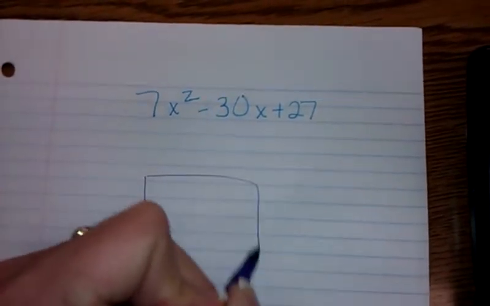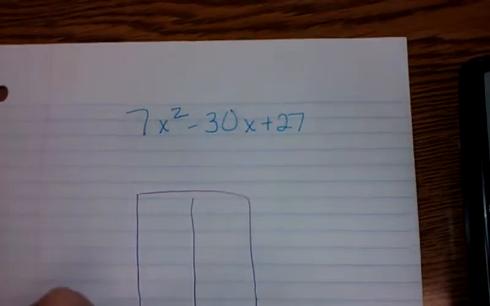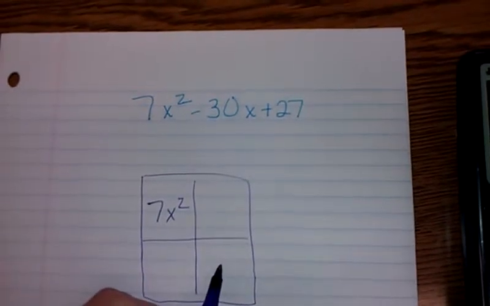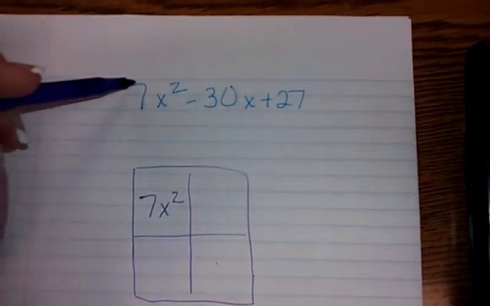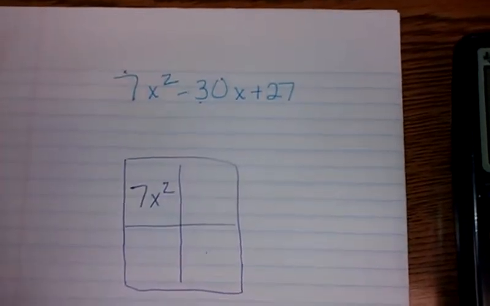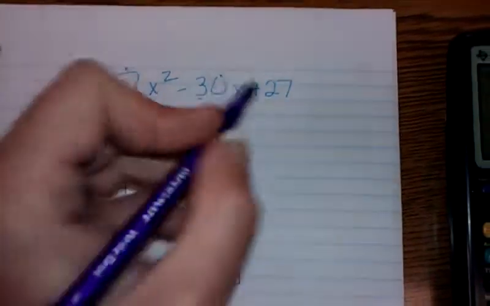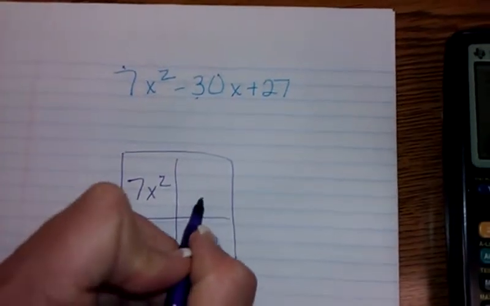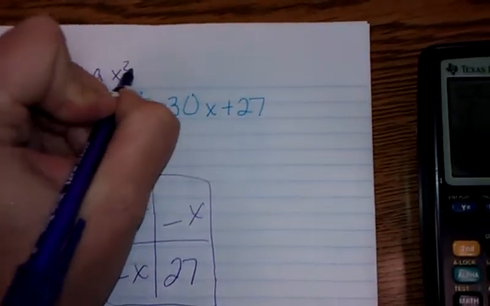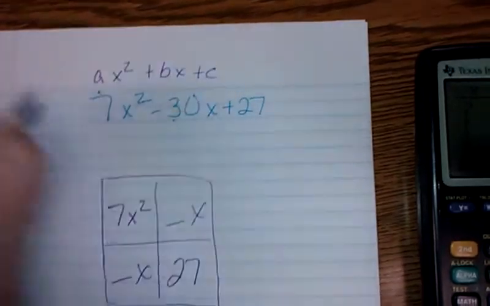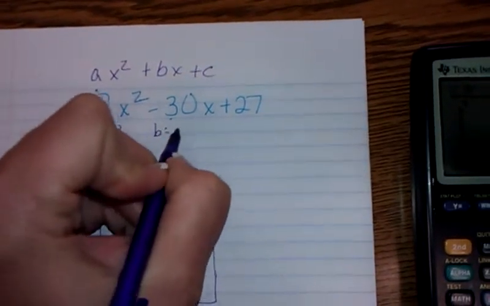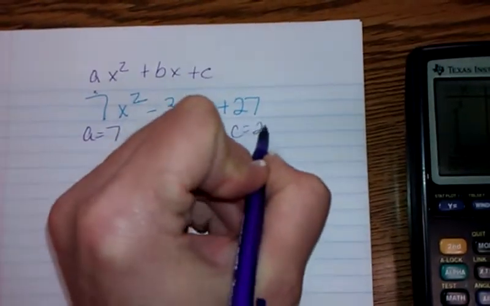Okay, I'm going to draw the box. In the upper left-hand corner goes 7x squared. Bottom right, I guess I need to back up a minute. I see that there's a 7 here, but 7 doesn't go into 30. Nothing else from 7 and 30 go in together, so I know there's no GCF. Then I put 27 down here. I have something x, something x. Remember, it's ax squared plus bx plus c. A is the number in front of x squared, so A is 7, B is negative 30, C is 27.